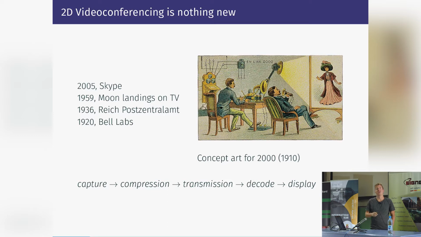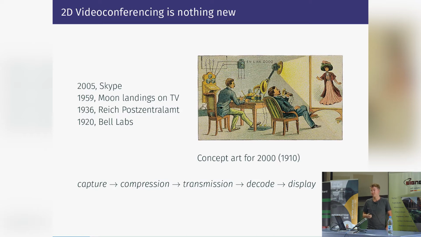But if we go further back, already in 1936, in the German Reich Postzentralamt, there was basically a service between the major post offices of Germany: you could go into a room where there was an analog TV solution, and you could talk to another person in another city. It was kind of before its time. And there were already some analog TV-based solutions in the Bell Labs in the 1920s in an experimental stage.